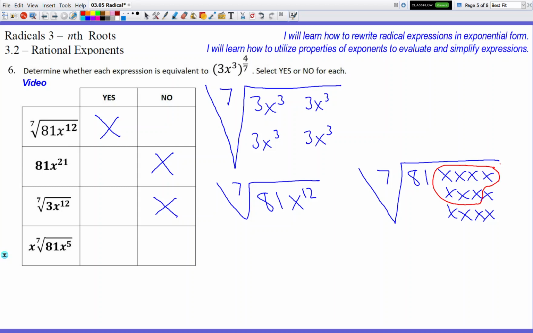So there's one set of 7 x's. Do I have another set of 7 x's? No, I don't think so. So therefore, this x gets to go outside. It's still a 7th root radical. And I still got my 81 inside there. And I got 5 x's also inside there. So does that look like the answer that's on the bottom? Yeah, it is. So that's a yes also. So the two forms that 3x to the 3rd power and all of that to the 7th power can turn into are the first and the last option. And it can't be the 2nd and 3rd.